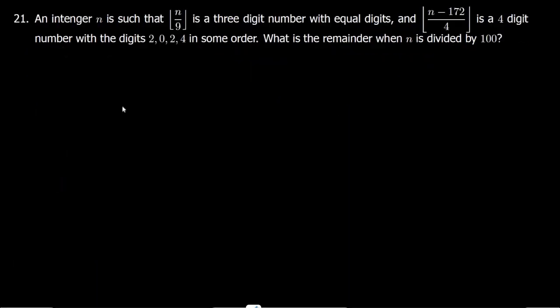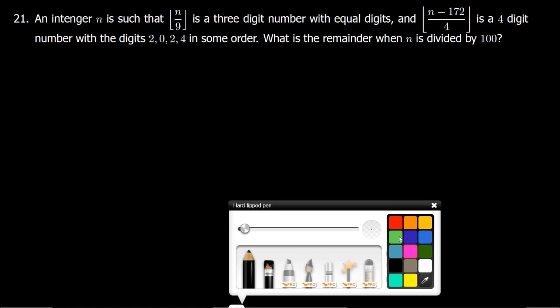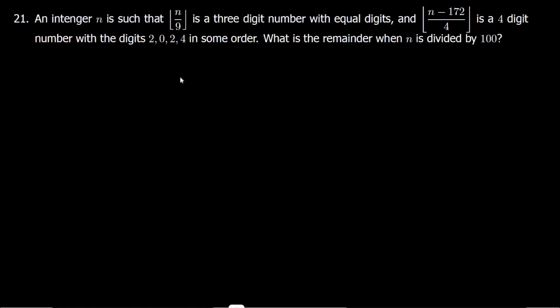So students, now let's have a look at question number 21 to 30, which are 5 marks each and are significantly more difficult than either 2 mark questions or 3 mark questions. So question number 21 is: an integer n is such that the greatest integer function of n by 9 is a 3 digit number with equal digits.